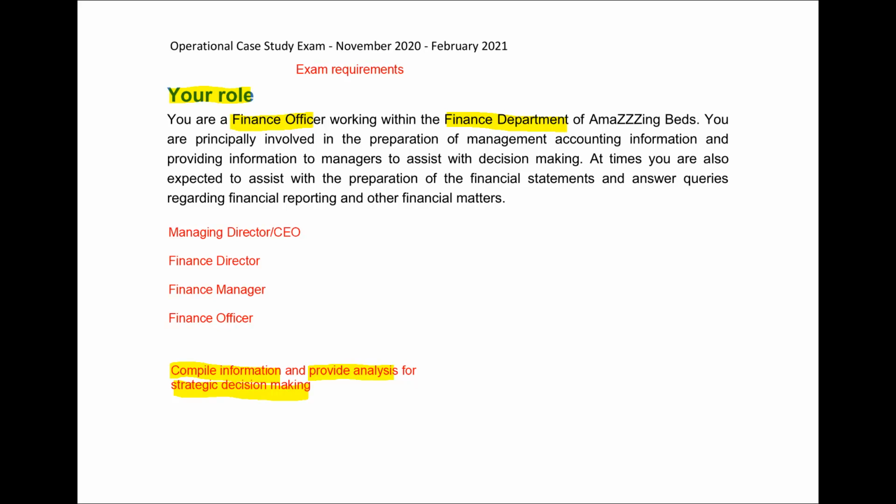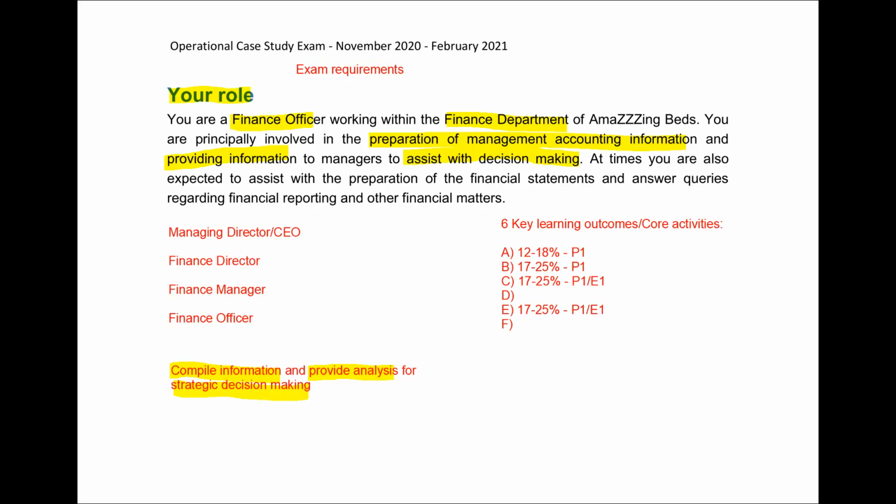Okay, so now that we've examined what a finance officer is in a little bit more detail, let's crack on with the remainder of this paragraph, okay? So firstly, we are told that you are principally involved in the preparation of management accounting information and providing information to managers to assist with decision making, okay? So very much some of the points that we've been touching on in our little introduction so far. But what does this specifically relate to in terms of your OT subjects?